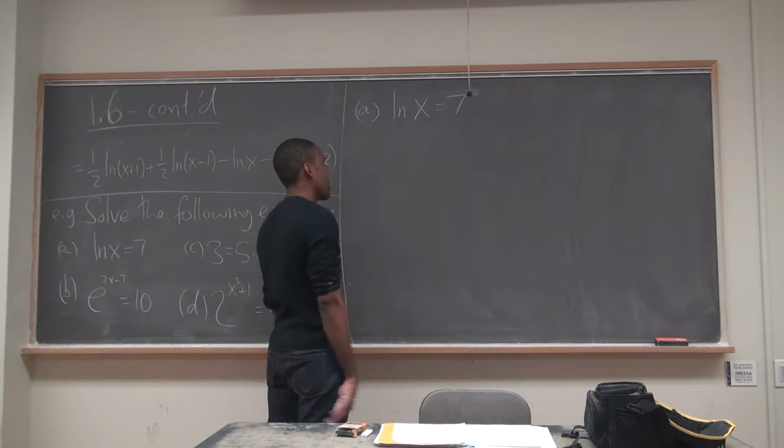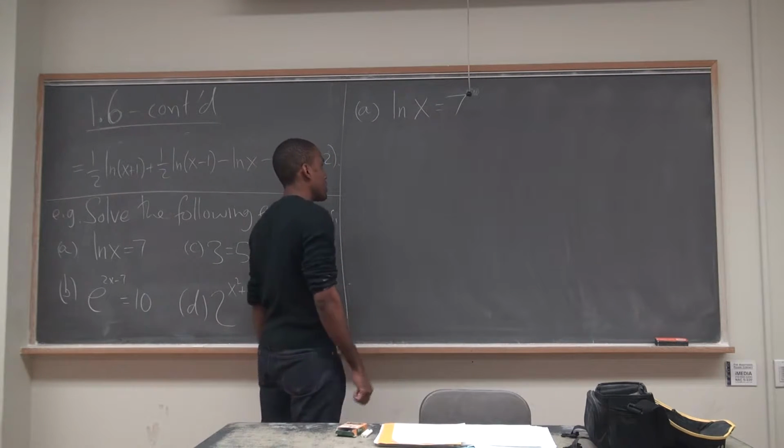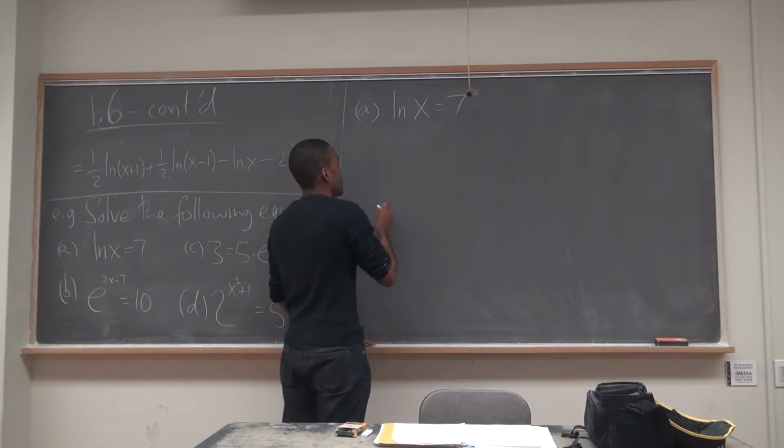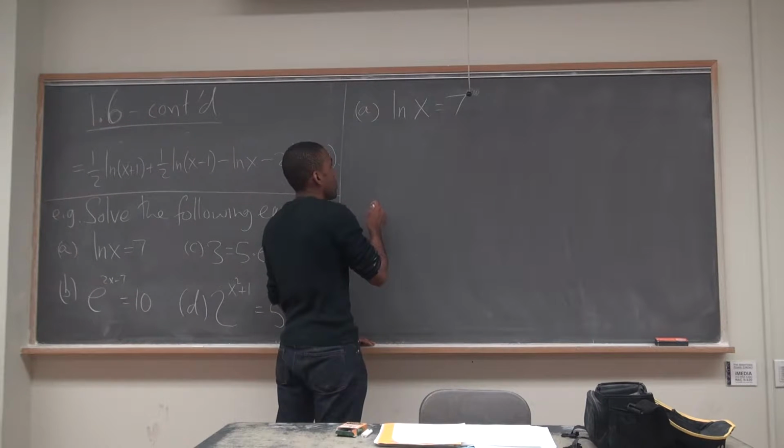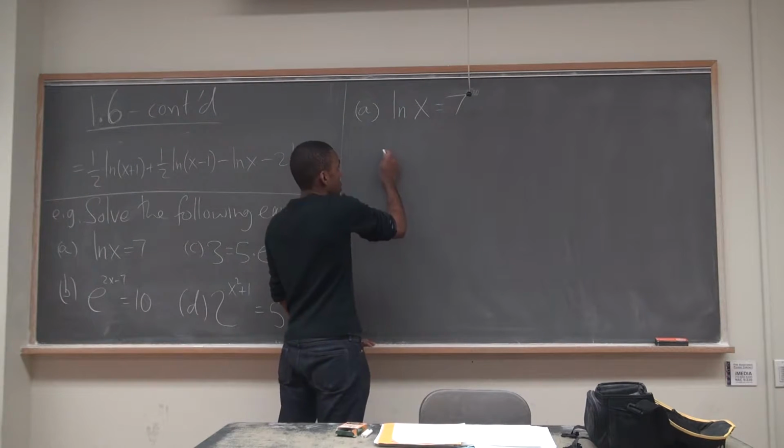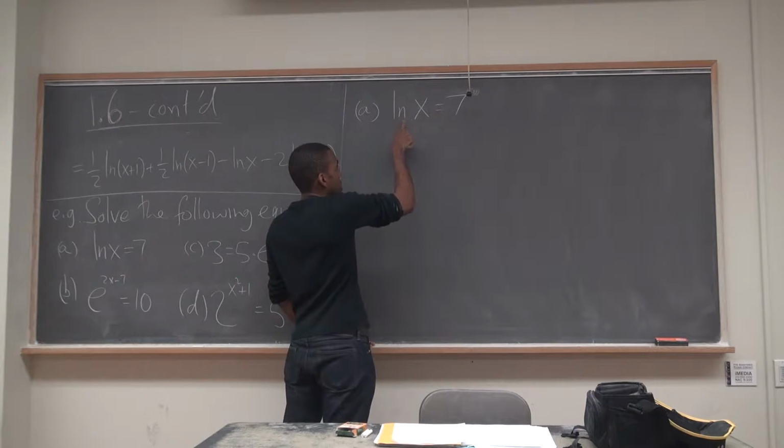Order, don't everyone shout it out at once. E to the 7. Could you raise everything by e? So the ln would cancel and you get x equals e to the 7. You could. You could also apply the definition of the log right away and just know that the base here is e. So that says e to that power gives me this number, right?